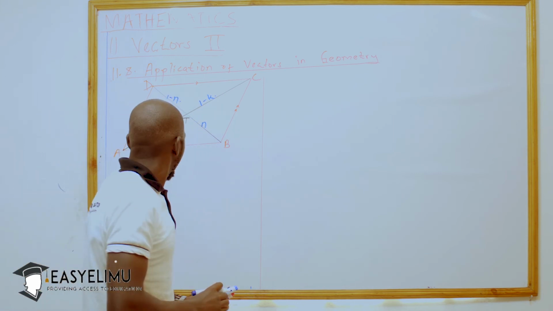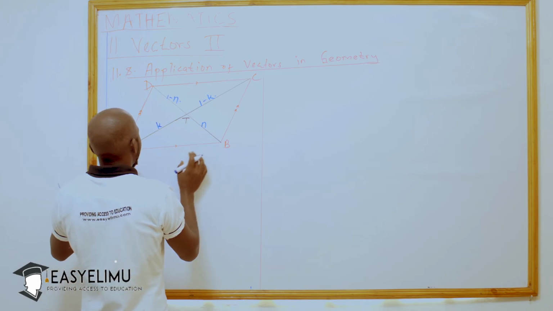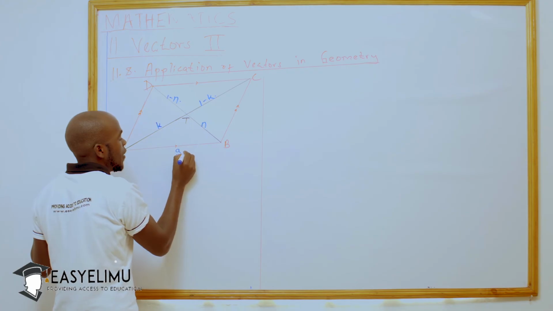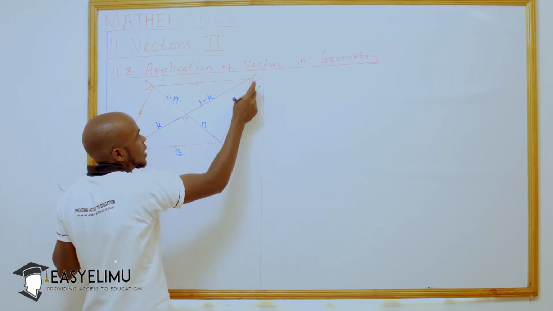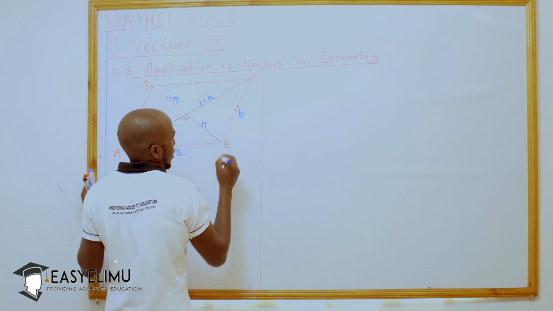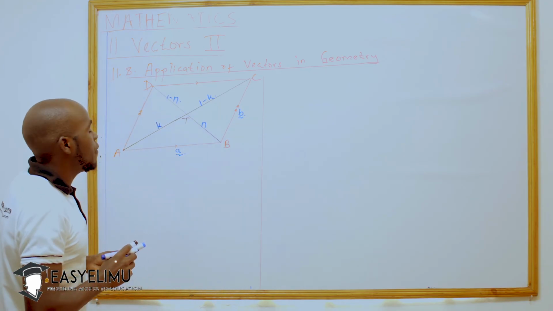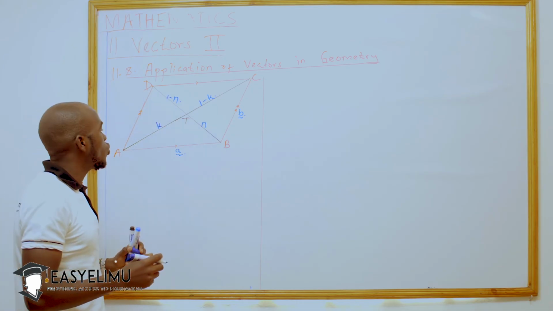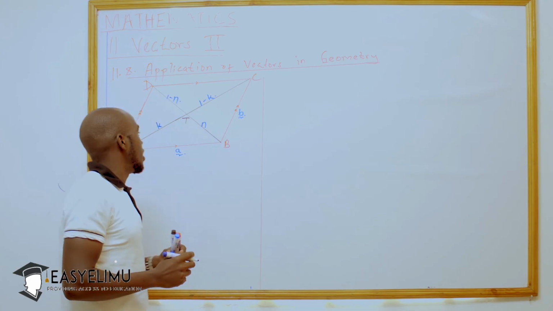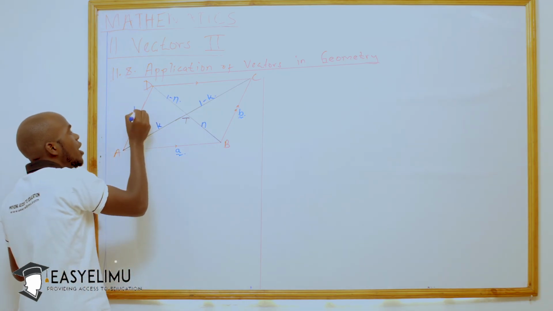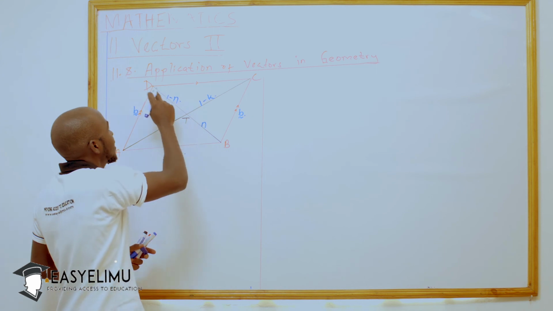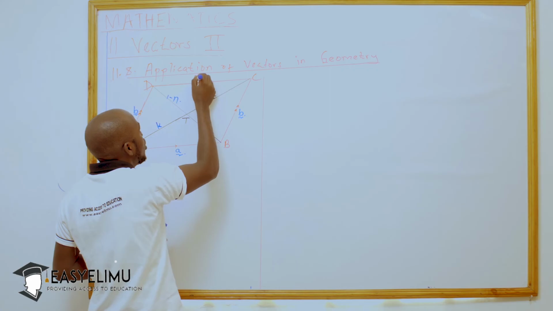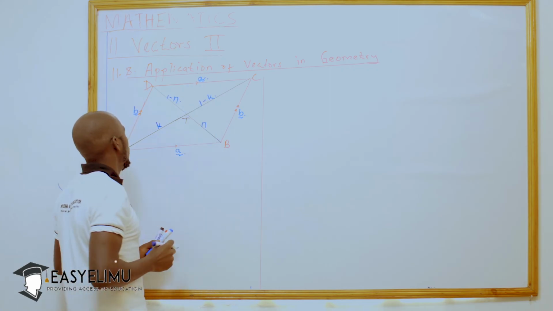In that case, we can say, since this diagonal, this line here, we can give it vector A, and this side here vector B, such that if it is a parallelogram, we are going to find that AB is equal to DC. So meaning this side here will also have B. The other side DC will be equal to vector A, which is AB.